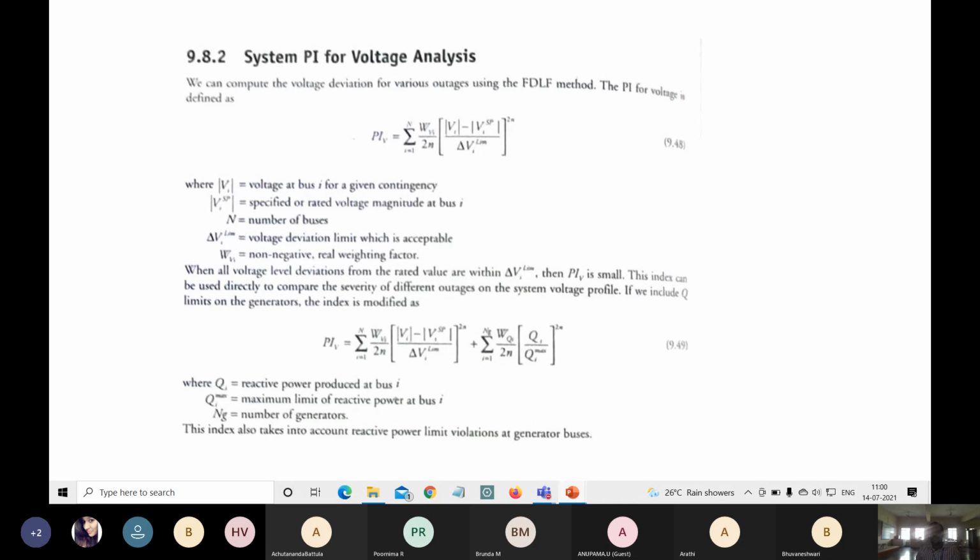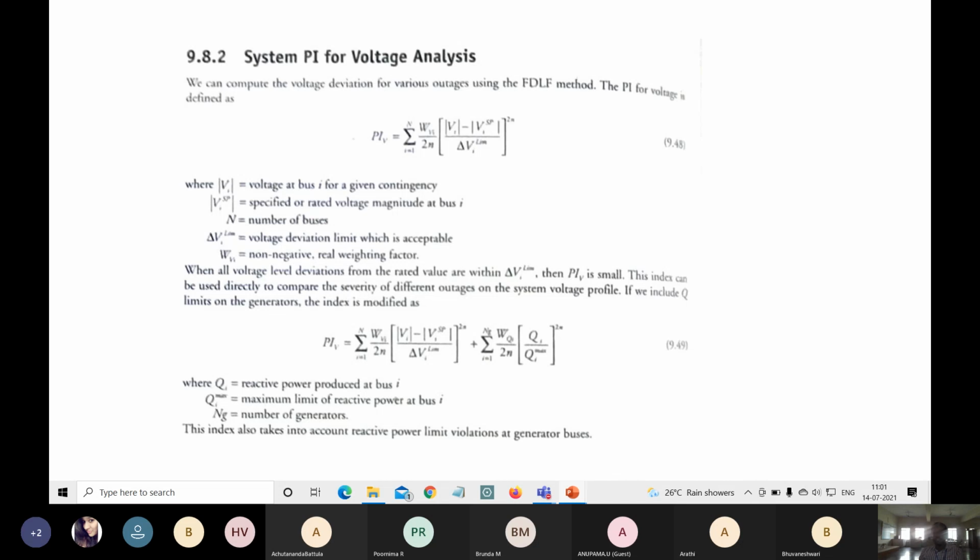Here the performance index for voltages is defined by the formula PIV. Previously we studied PI megawatt. Here it is PIV, the same thing, with a slight change in the equations. The procedure will be the same in order to calculate the performance index. The only difference is that we studied power flow in the line before, but here we are calculating the voltage, based upon the voltage severity.